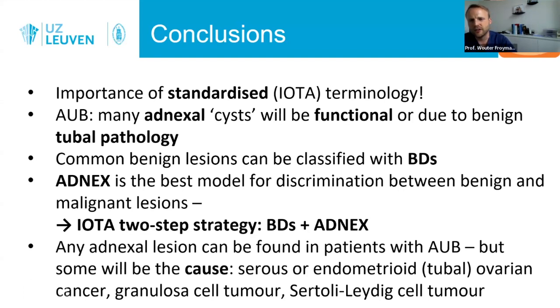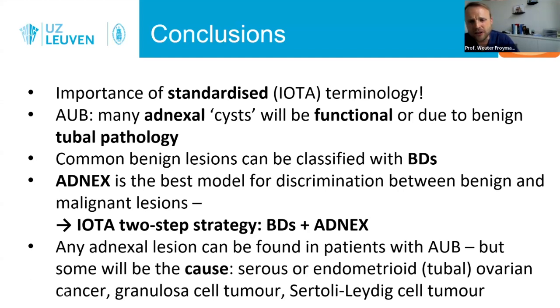If it's not functional, then you can classify most tumors with the benign descriptors as benign, for example unilocular cysts less than 10 centimeters, suggestive of an endometrioma, a cystadenoma, or a dermoid cyst. And if you cannot apply these benign descriptors, then ADNEX will be your best test to distinguish between benign and malignant. And we know that ADNEX can also suggest the subtype of malignant tumor. So this is the so-called two-step strategy: first the benign descriptors and then ADNEX.